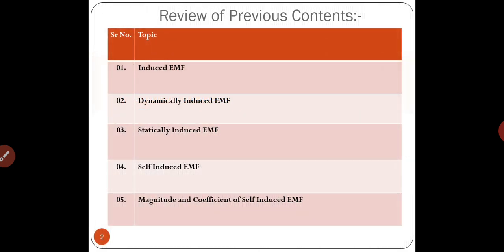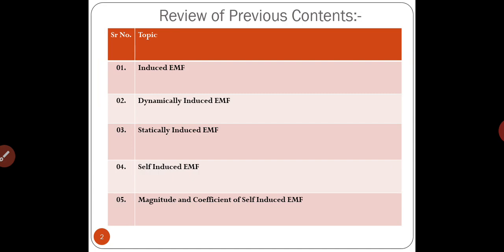Before commencing with today's topic, we will revise the previous presentation, wherein we understood about induced EMF, dynamically induced EMF, statically induced EMF, self-induced EMF and magnitude and coefficient of self-induced EMF. Induced EMF: whenever changing magnetic flux comes in contact with a coil, an EMF is induced in the coil, and if we create a closed circuit, then the current flows through the circuit. That is called induced current.